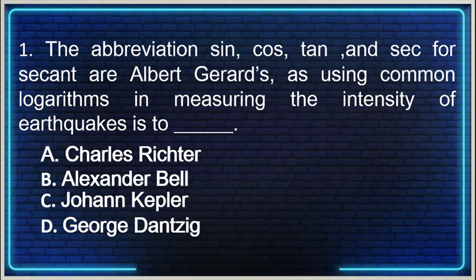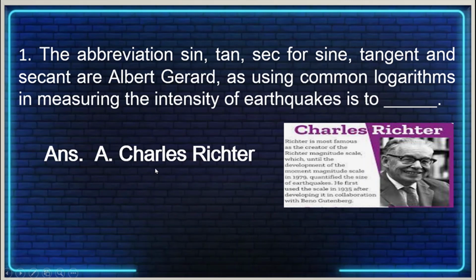Question number 1. The abbreviation sine, cos for cosine, tan for tangent, and sec for secant are Albert Girard's, as using common logarithms in measuring the intensity of earthquakes is to: A. Charles Richter, B. Alexander Bell, C. Johann Kepler, and D. George Dantzig. The answer is letter A. Charles Richter.